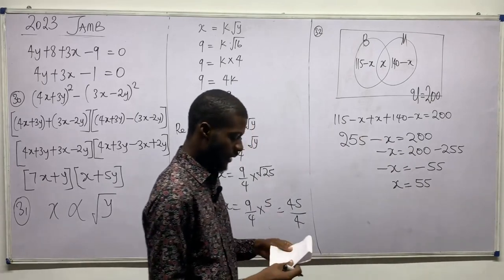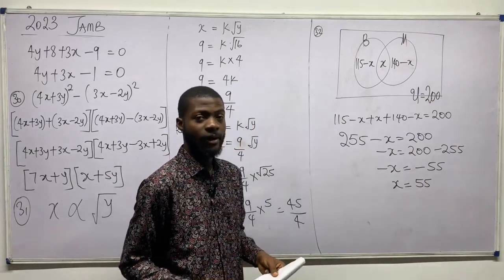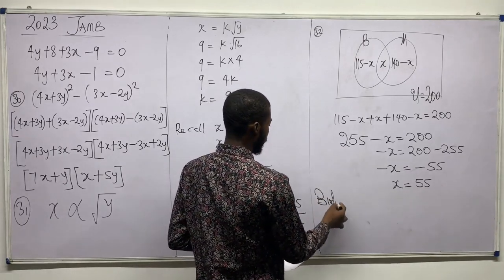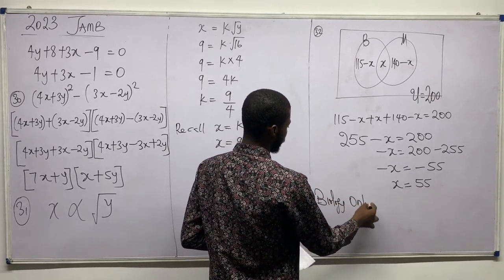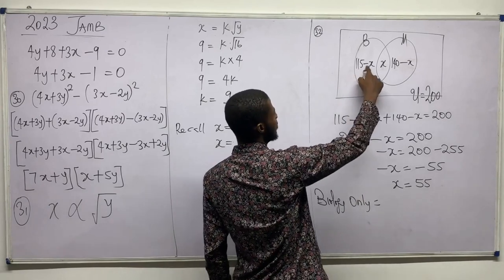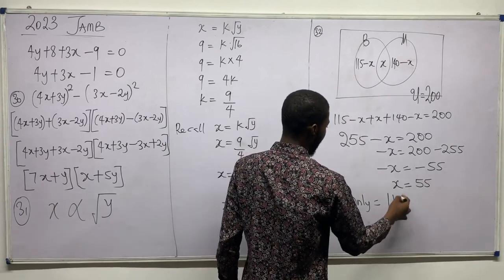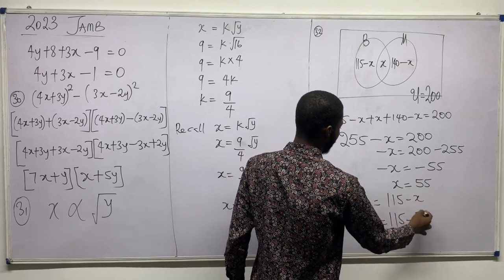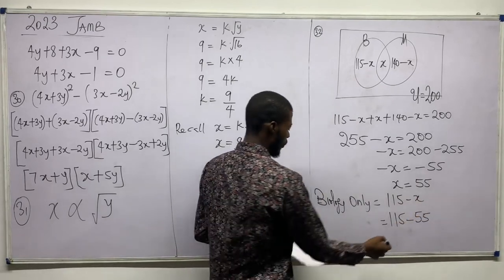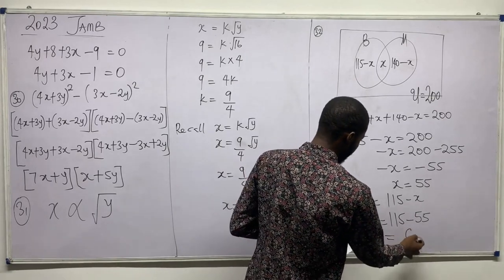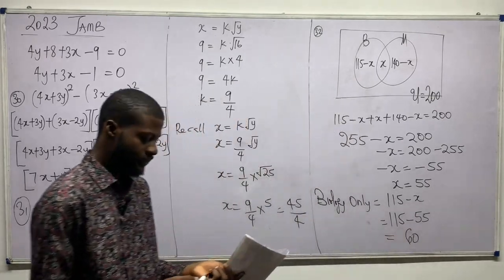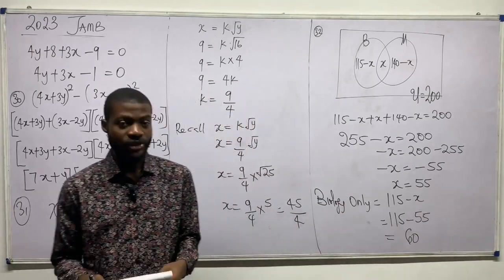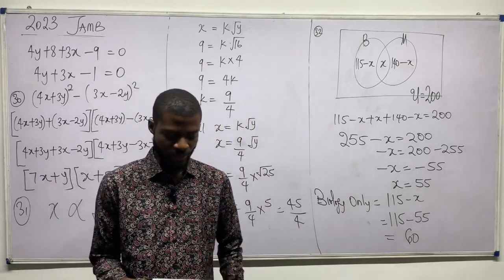But I won't end there because it said, how many students offer biology but not mathematics? So biology only is 115 minus x. So this is 115 minus 55, what? 60. So 60 students are offering biology only. That will be the answer to the question.